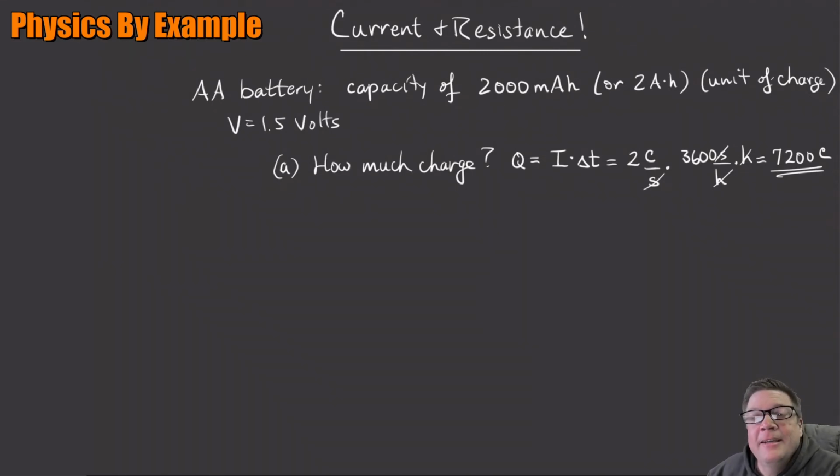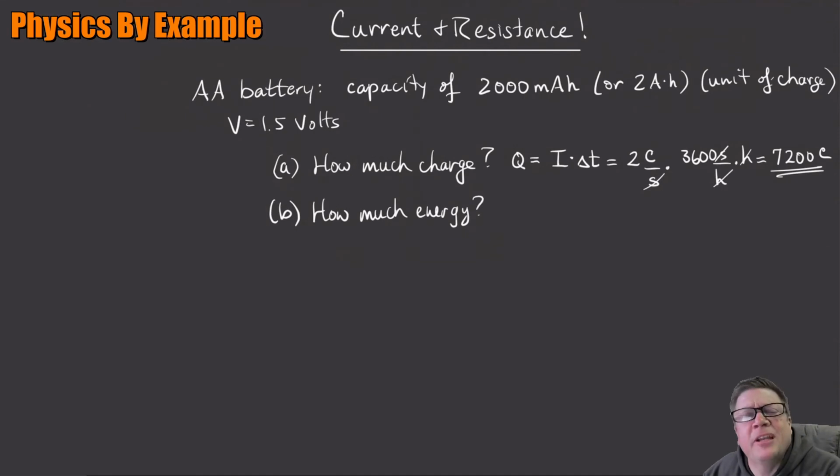That's kind of neat. How much energy is in one of these batteries? That's really important. Probably more important because we think of energy more than charge. Like how long can you keep a light bulb lit with one of these things? Okay, well, it's 2 ampere hours.